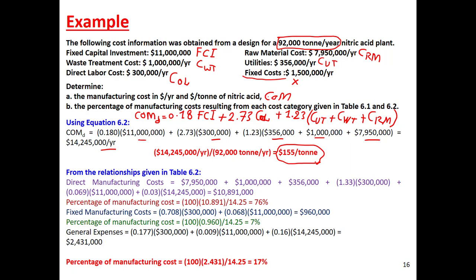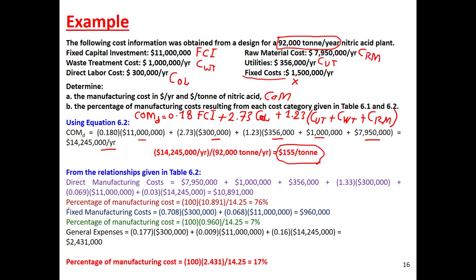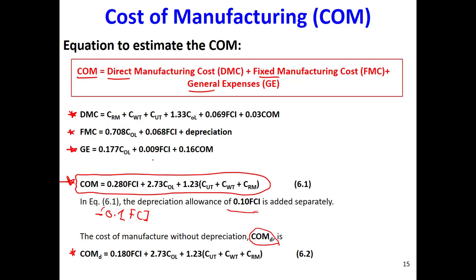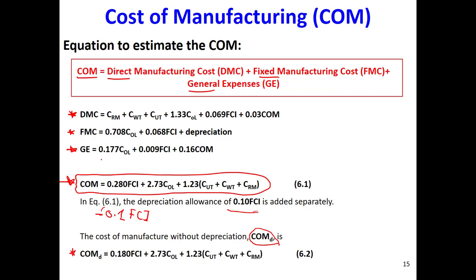Then it is asking you to find each category. What does it mean, each category? It means direct, fixed, and general cost. So for that, we will use each equation that you have. We have one equation for direct, one for fixed, and one for general expense. And you have all this information. Here you need the cost of manufacturing that you already calculated, 14 something million dollars. Depreciation we don't consider for now. You have all of them, and you can go find each of these categories.